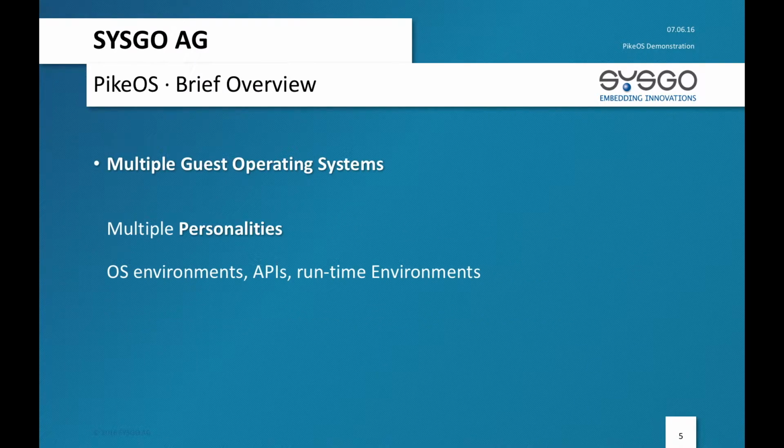Well, PikeOS is a hypervisor, so it also enables you to run multiple guest operating systems. You will see in the PikeOS terminology we call guest operating systems personalities, because a guest operating system can be in different flavors. It can be a very simple API, like it would be the case for PikeOS native, and it can be a complete runtime environment and complex operating system, such as Linux or Android.